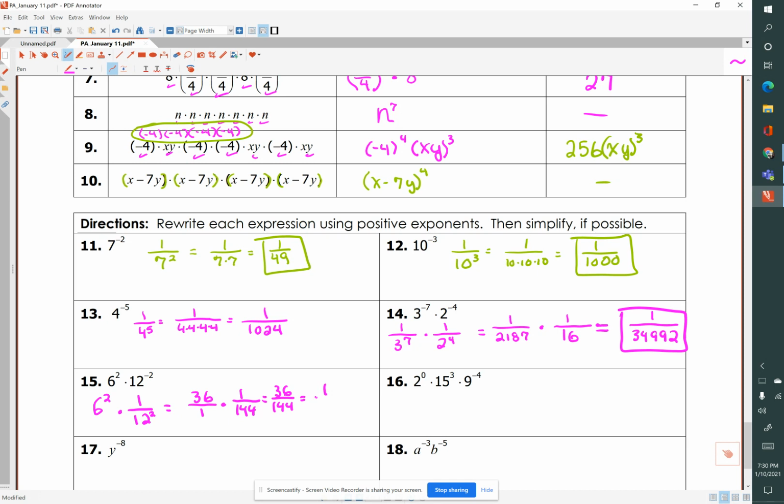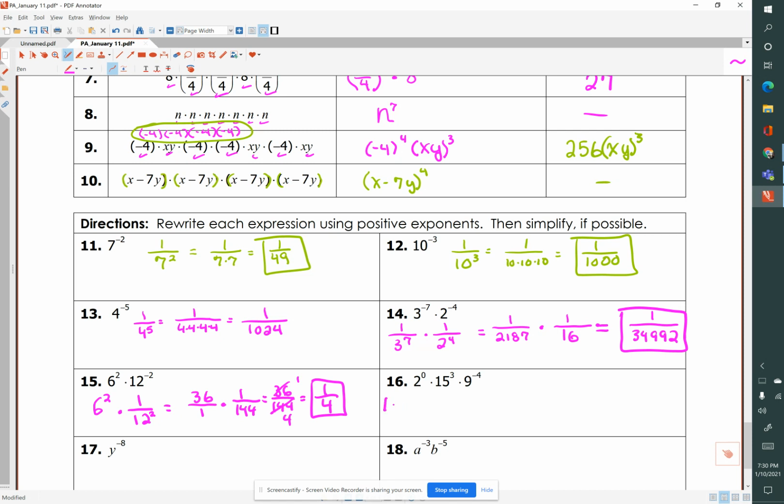And that simplifies to 1/4. 36 goes into 144 4 times. This would be a 1, this would be a 4. So do you remember your zero exponent rule for number 16? Anything raised to the 0 power equals 1.